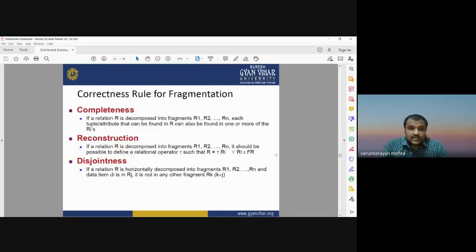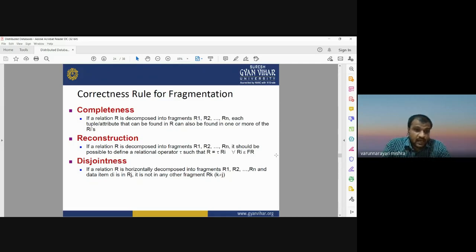So what are the correctness rules for fragmentation? When we are going to perform fragmentation, what are the rules that should be taken into consideration during the process? The first one is completeness. If a relation R is decomposed into fragments R1, R2, and so on up to Rn, then each tuple, or you can say each attribute, that can be found in R can also be found in one or more of the fragments. The second important rule is reconstruction.